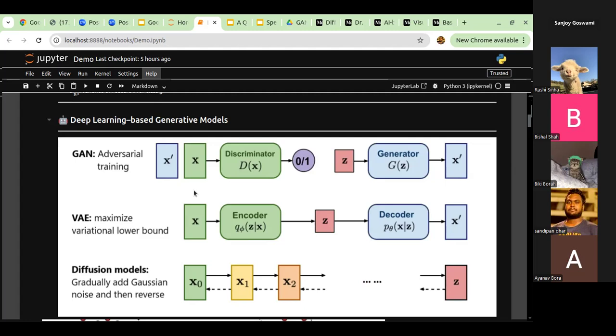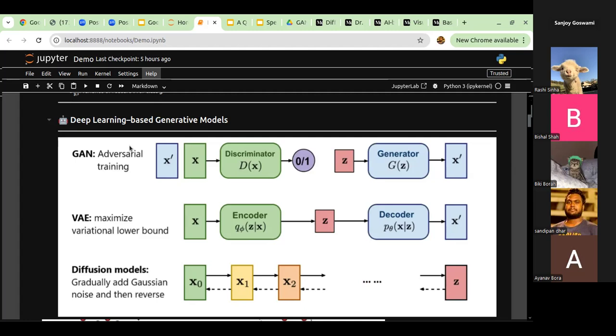Before that, the variational autoencoder was popular. I should have included VAE first, then GAN. VAE was initially popular for generating synthetic images. Then GAN came into existence in 2014, almost 10 years back, and it revolutionized the field of generative AI. Then diffusion is now in trend.